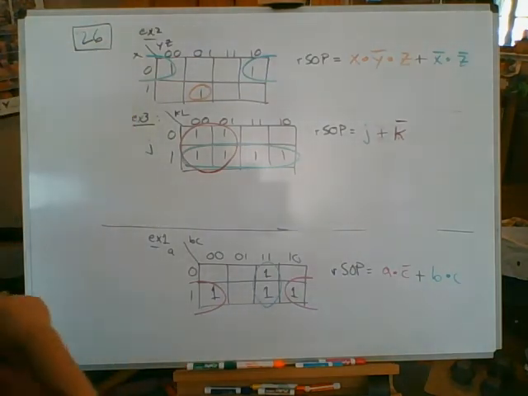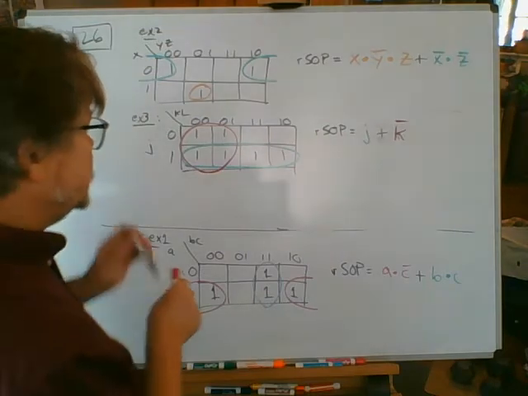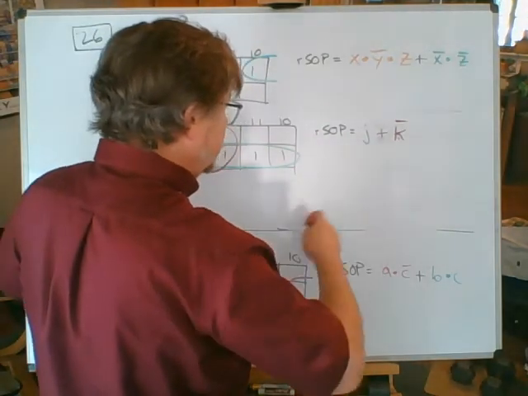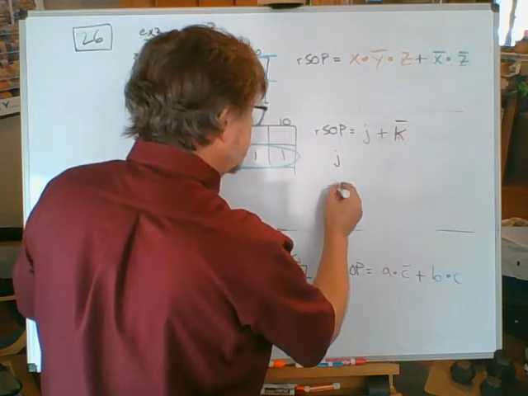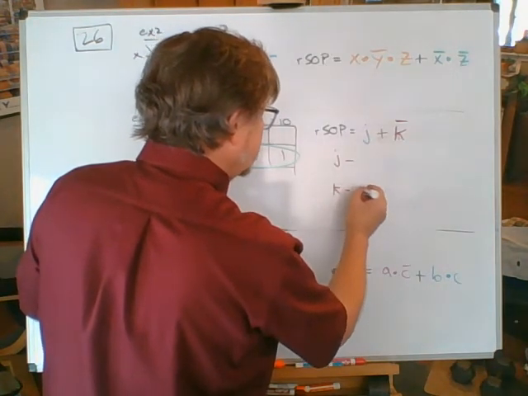It's just amazing. It is amazing. And you know what? That one got so small that I'm going to do the drawing again. Here's J. Here's K. What we got? K gets fed through a NOT gate.